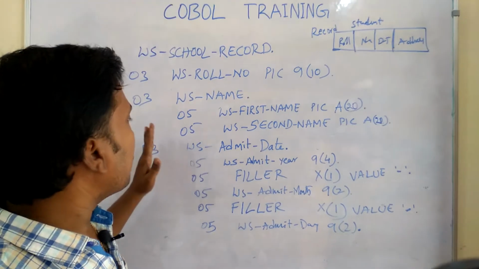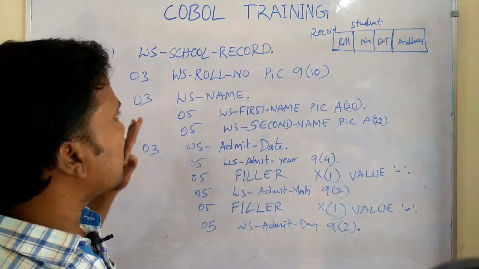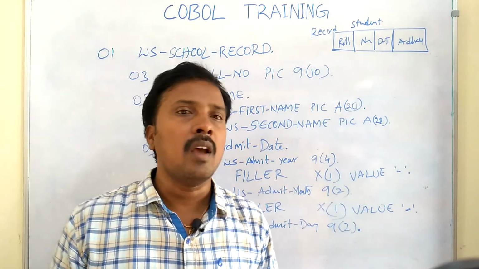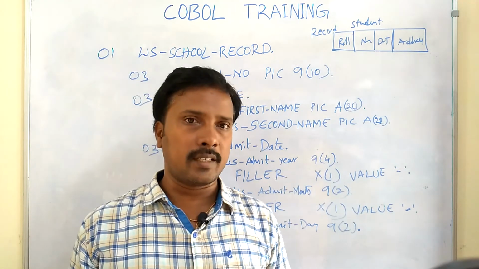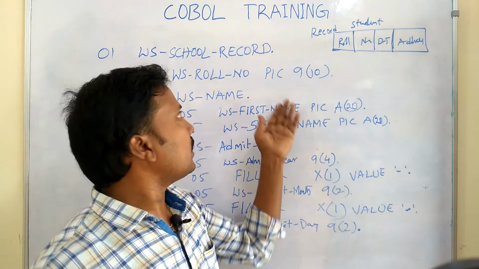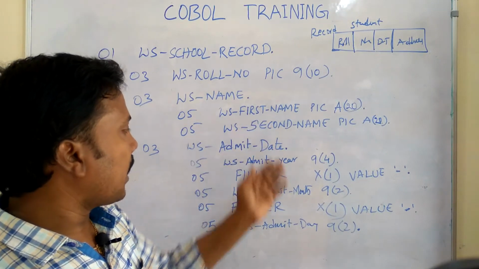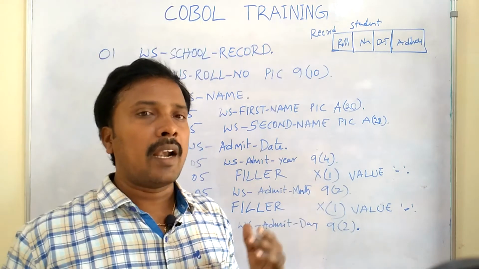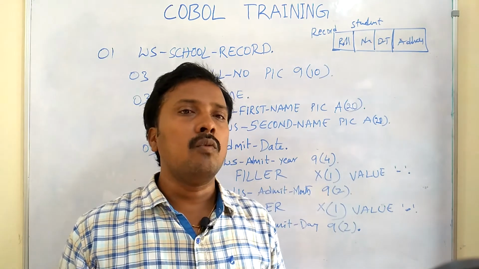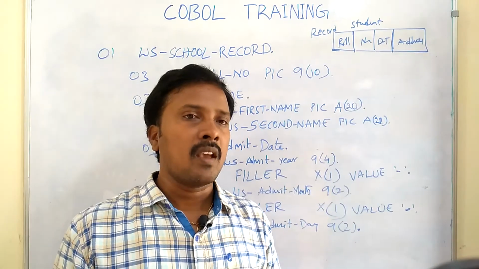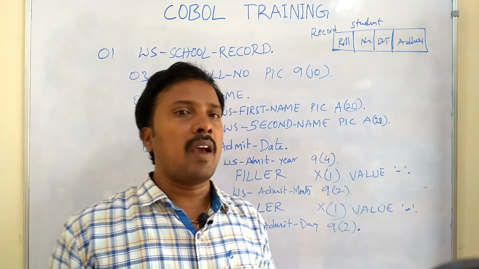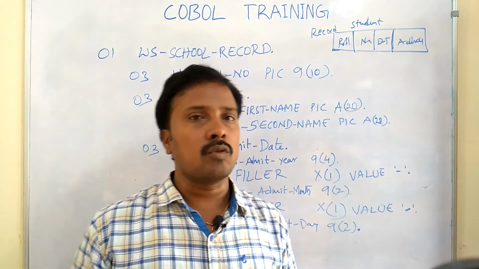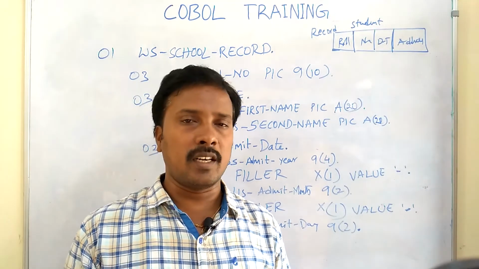For example, if we want to process the student data, the student record, in our program, I want to store the student details like I told you: roll number, name, and date of joining, the date of admission. And I also want to display them. So how do we declare them? First, any variable we want to use, we have to declare in the working storage section and then use in the procedure division.